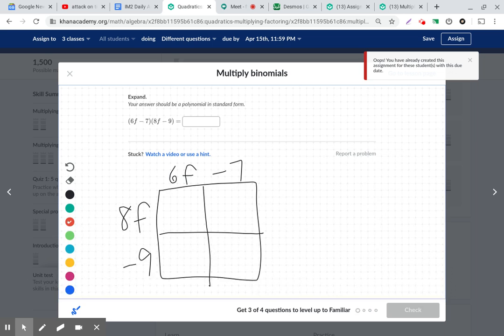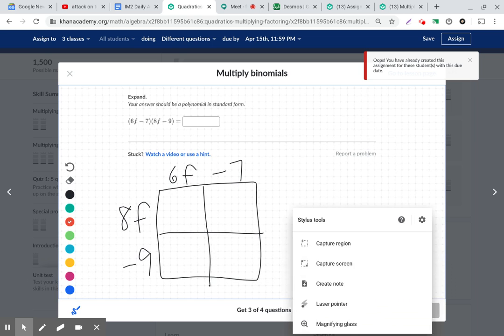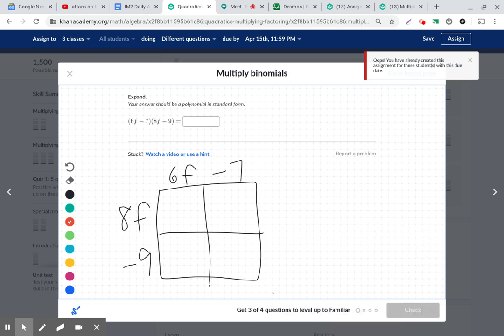No, that's a good question. And the reason why you don't have to is when you multiply, it doesn't matter which order you put them in. For example, this could be on the top or it could be on the bottom. So they can actually swap, right? Because when you multiply, it's still going to be 48f squared.